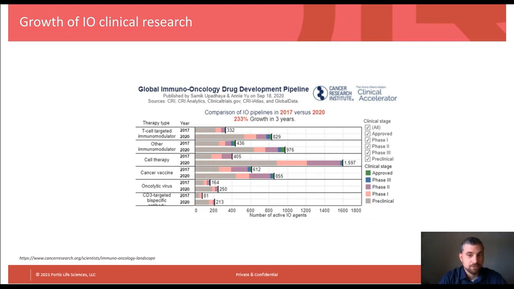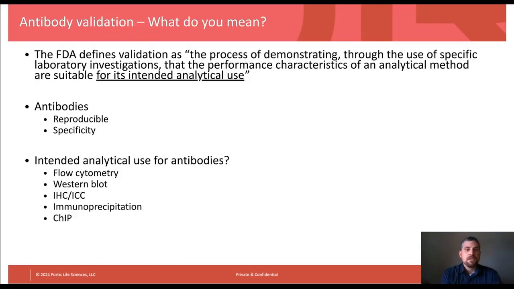So combining some of the raw numbers that you're seeing here and some of the dollar amounts that you saw on that previous slide, you can only imagine some of the potential dollars that are at risk by generating some of these studies and then using reagents that have not been validated correctly. So that kind of begs the question, like, what is antibody validation and what do we mean by that?